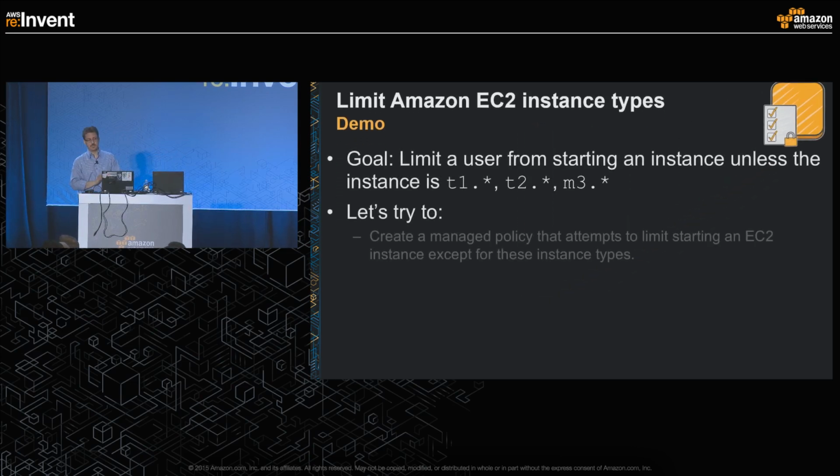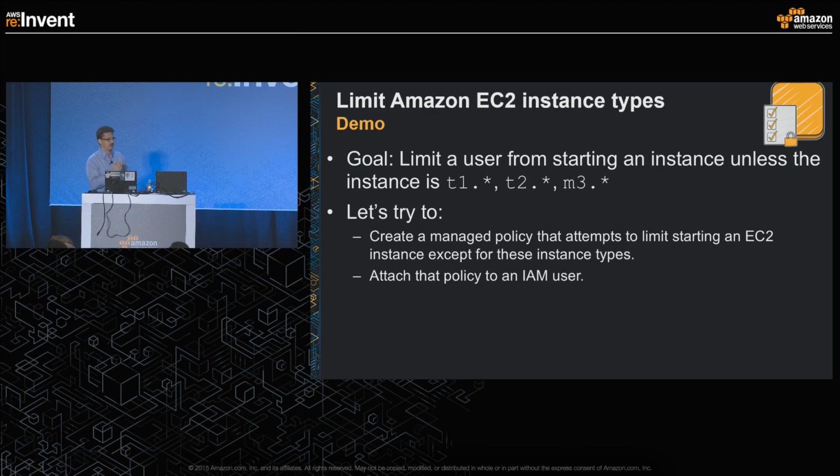Now, this was an actual customer use case. I didn't make this up. Customer filed a ticket because they couldn't figure out how to do it, and they had a very simple requirement. They wanted their developers to be able to launch EC2 instances, but they wanted to be able to control costs. So they just said, I just want them to be able to launch instances as long as they're a T1, a T2, or an M3. So I'm going to walk you through the process of how they attempted to create that policy and then attach it to an IAM user.